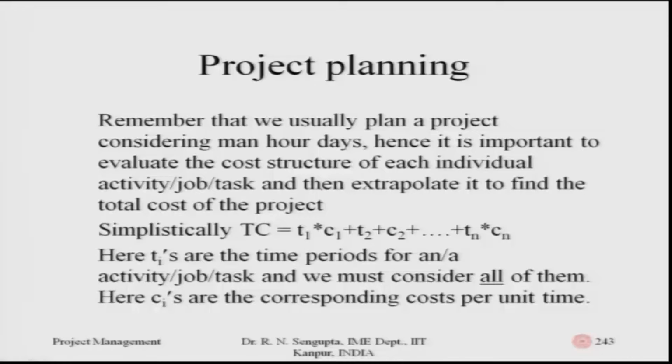The second would be the overall cost for the second activity, which is T2 into C2. Similarly, for the last one, it would be Tn into Cn. Here the Ti are the time period for an activity, job or task, and you must consider all of them, which is the conglomeration of activity 1, 2, 3, whatever it is. Here the Ci are the corresponding cost per unit time. So, as I mentioned, the costs are linear in nature.